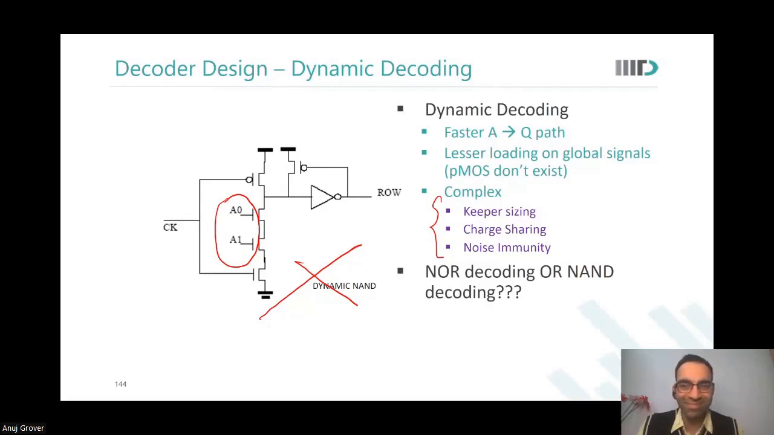Sir, in NOR, if there is any glitch on the input side, then our output might get discharged when my clock is high. Okay, so it is more sensitive to noise. Yes, even this one is, so the glitch need not come on A0, A1. The noise could come directly on the output, and it would be sensitive. But NOR would be more sensitive. What else? What are the shortcomings of NOR?